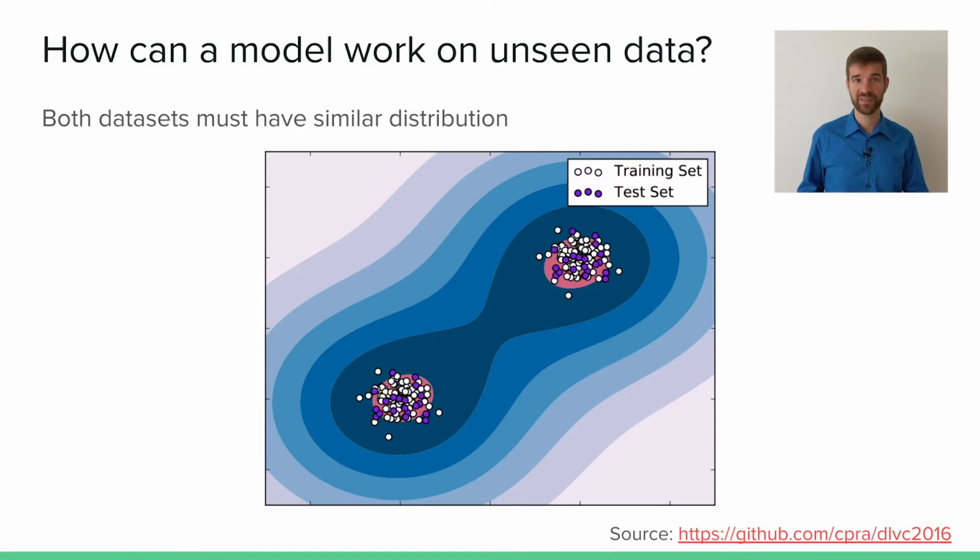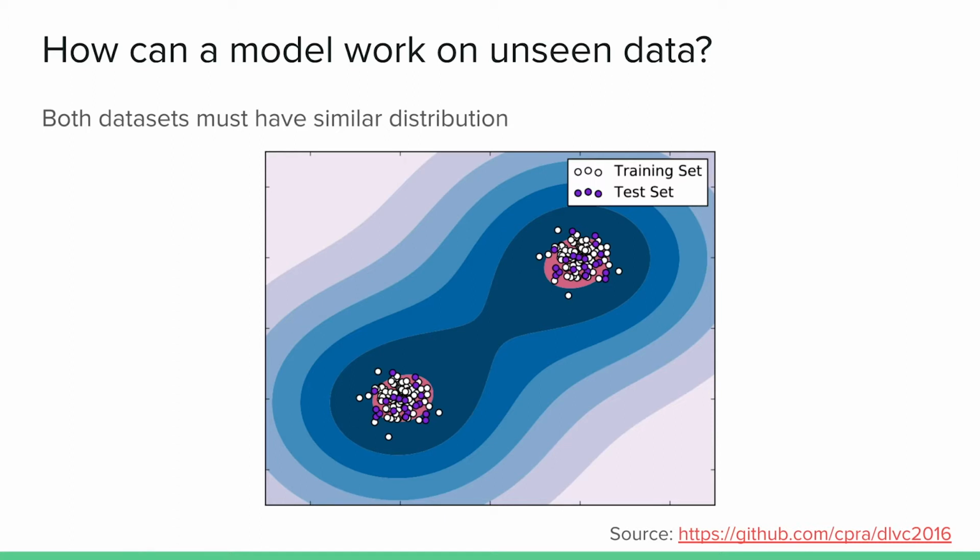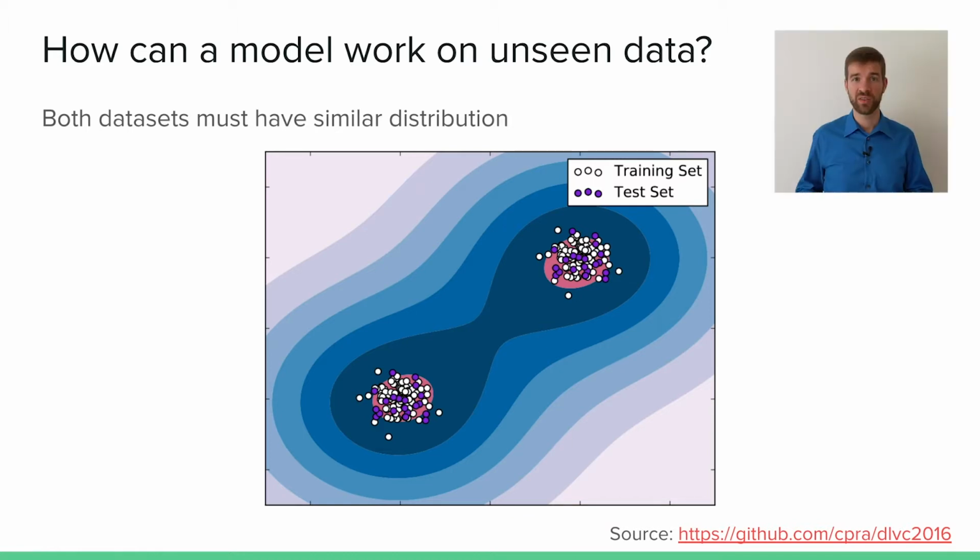And the second requirement is that the two sets have to be independent of each other. Otherwise, we'll have some information leak from the training set into our test set, and then the results wouldn't be very meaningful. These two requirements are often abbreviated as IID: independent, identically distributed.